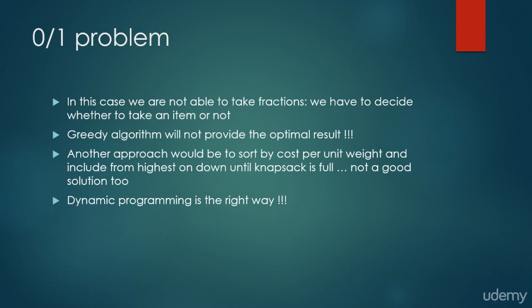Another approach would be to sort by cost per unit weight and include items from highest on down until the knapsack is full, but it is not a good solution either. In the greedy approach for the divisible problem, we sorted according to the values of the items. This approach would be to sort according to cost per unit weight. So it would be a bit different, but it is not a good approach either. So we have to use dynamic programming. It is the right way.